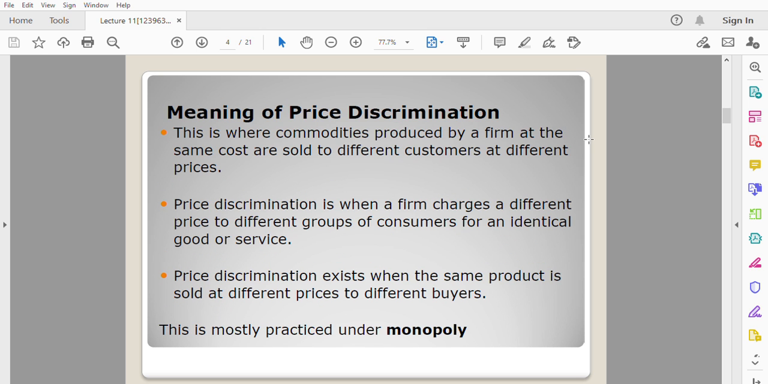Now let's start with price discrimination. This is where commodities produced by a firm at the same cost are sold to different customers at different prices. It can also be when a firm charges a different price to different groups of consumers for an identical good or service. That is also price discrimination. And lastly, price discrimination exists when the same product is sold at different prices to different buyers, and is normally and mostly practiced under monopoly.